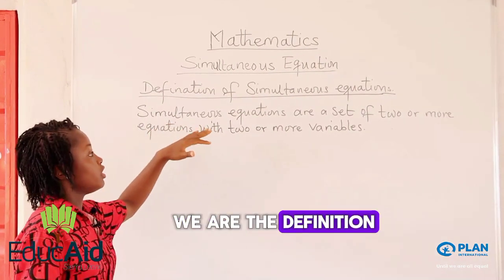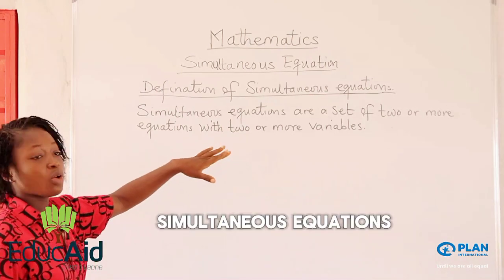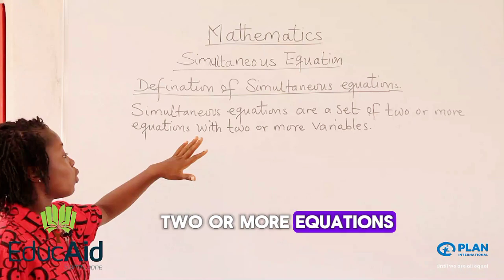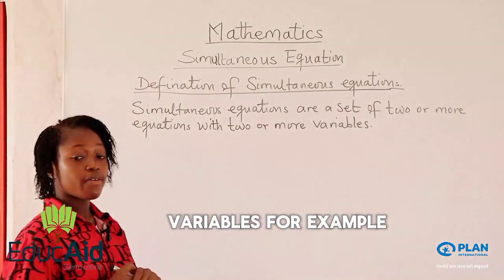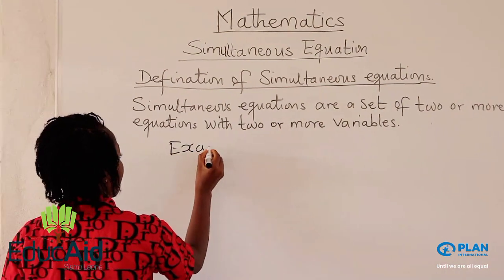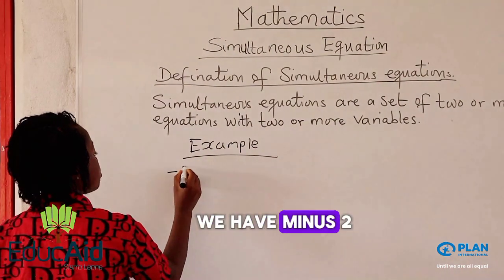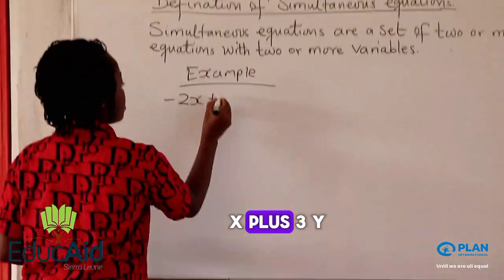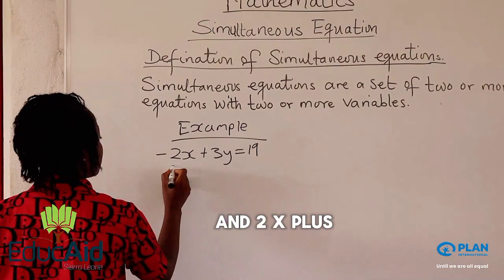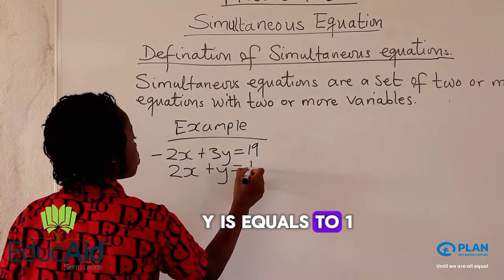Now to our first learning objective. We have the definition of simultaneous equations. Simultaneous equations are a set of two or more equations with two or more variables. For example, we have minus 2x plus 3y is equals to 19 and 2x plus y is equals to 1.